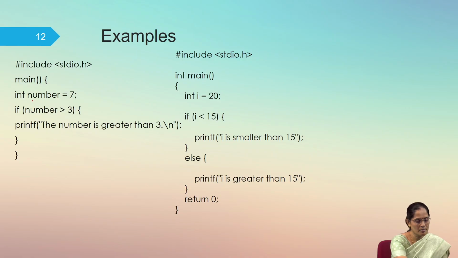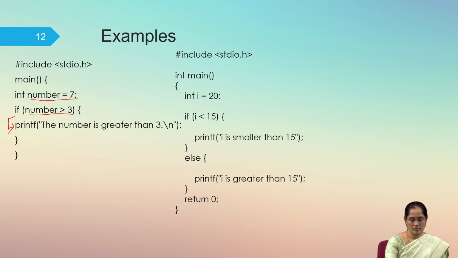We will consider some more examples just to understand the way that if and if else are treated in C. So, we will take number equal to 7 and we are just checking whether number is greater than 3. In this case, the number 7 is obviously greater than 3. So, we will get the statement inside the if block executed. This has only an if statement.